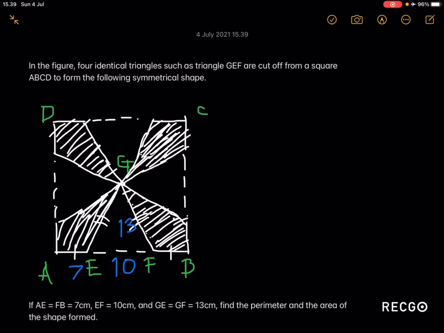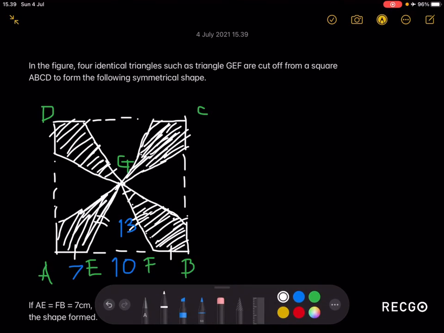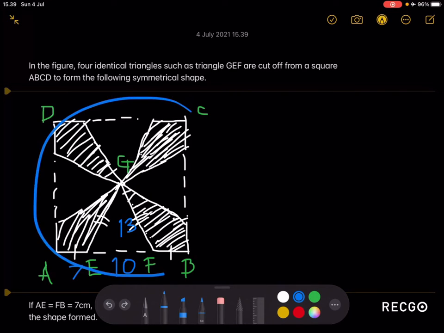Alright, so here we're going to look at another perimeter and area type problem. In the figure, four identical triangles, such as the triangle GEF right here, so I have four identical copies of this triangle, are being cut off from this large square ABCD to form the following shape right here. And the shape is shaded white here.